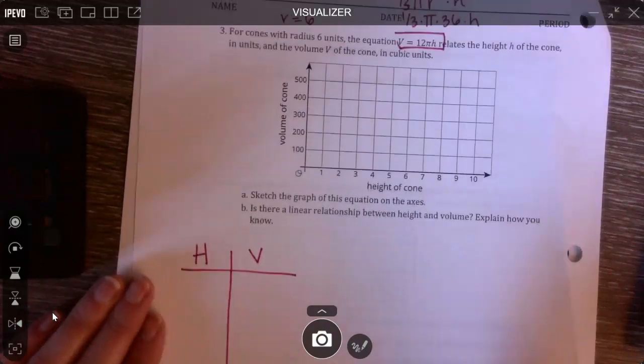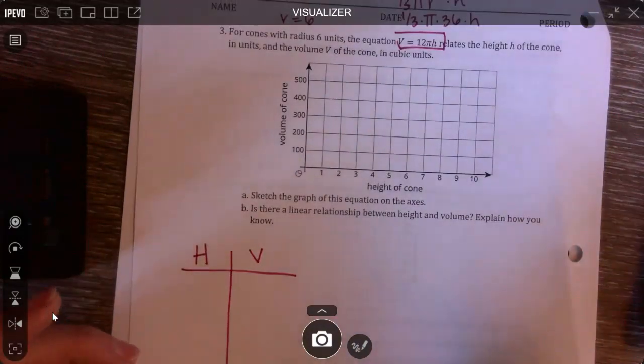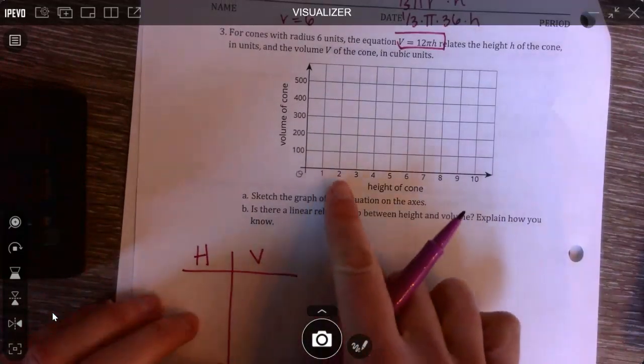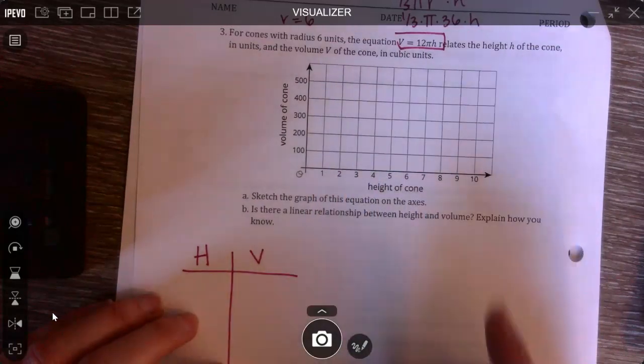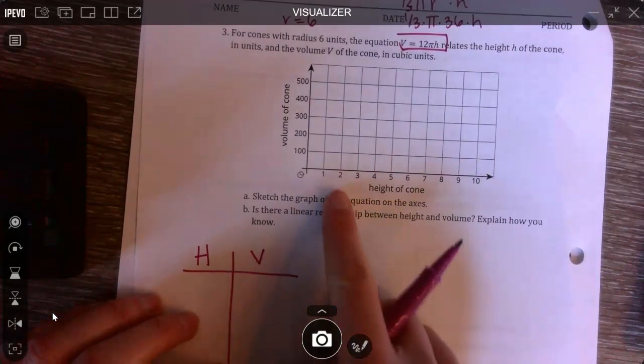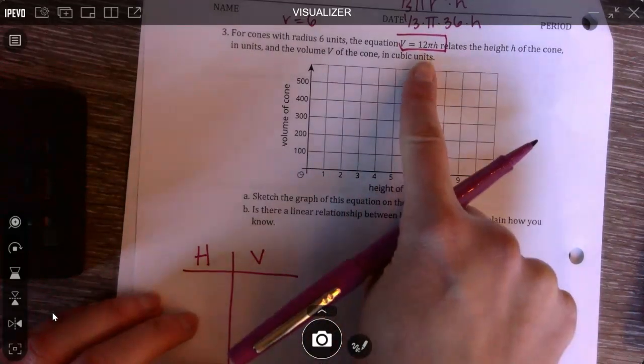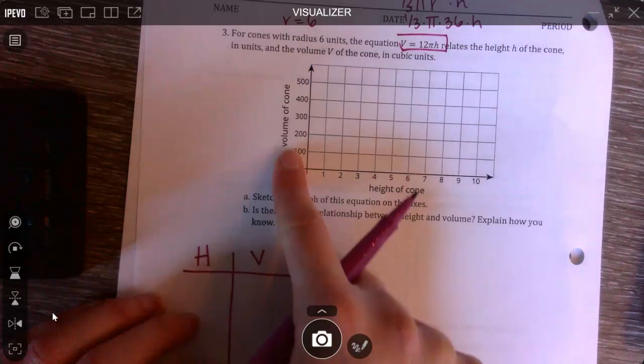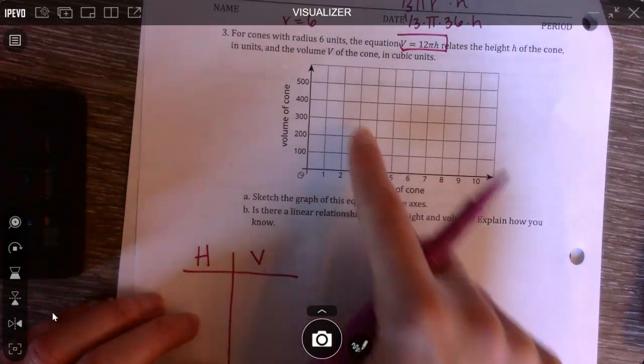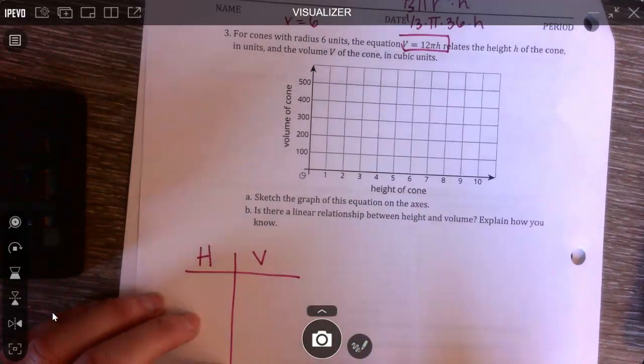Now, a lot of you were saying, I don't know the height. I don't know the height. Yeah, you guys, you got to pick one. There's 10 of them. The height is 1, the height is 2, the height is 3, the height is 4. Then you plug it into your formula. Your answer is the volume. Together, you make points on the graph.